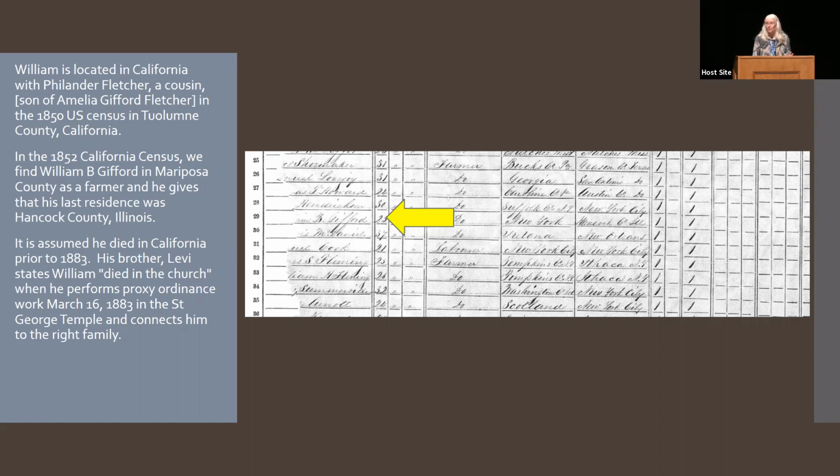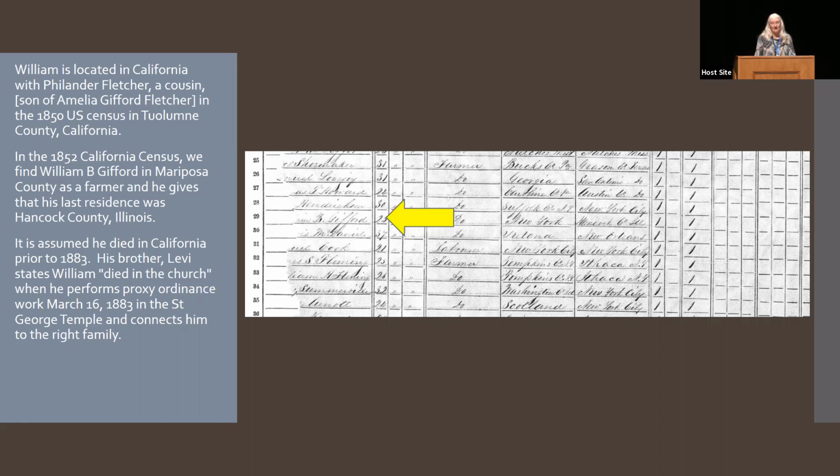Well, lo and behold, we discover William B. Gifford in California, 2 different census records, one in 1850, and in the 1852 census, he's there with another battalion member. Actually, I think it's the '51 he's with the battalion member, and the '52 one he lists on the census record that he was a resident of Hancock County, Illinois, and it does have that B initial, that William B. Gifford. So slowly we started to put his story together.